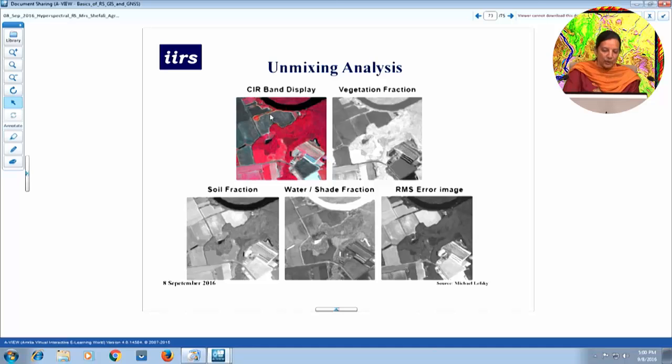This is unmixing. When you have mixed pixels of 30 meters, as we mentioned, it is difficult to correlate a mixed pixel to a particular class or type of feature on the earth. So that pixel has to be unmixed into the different classes present in it. Unmixing splits a pixel into its different constituents, and for each it gives you a separate image. This is a soil fraction image, this is a water fraction image, and this is a vegetation fraction image.